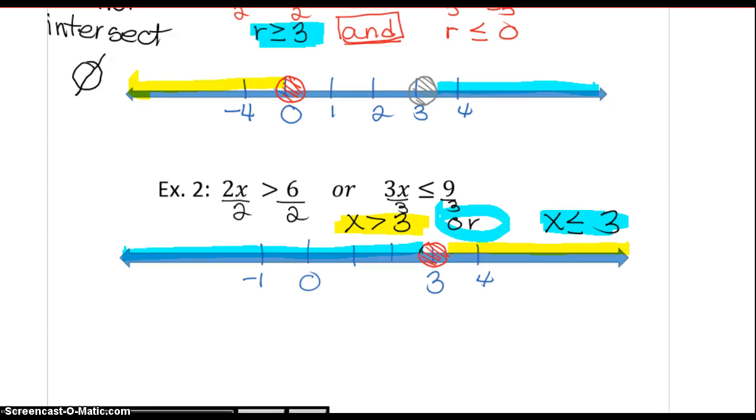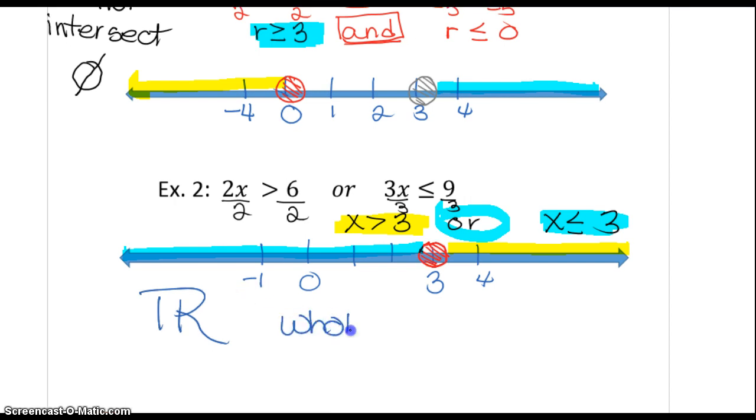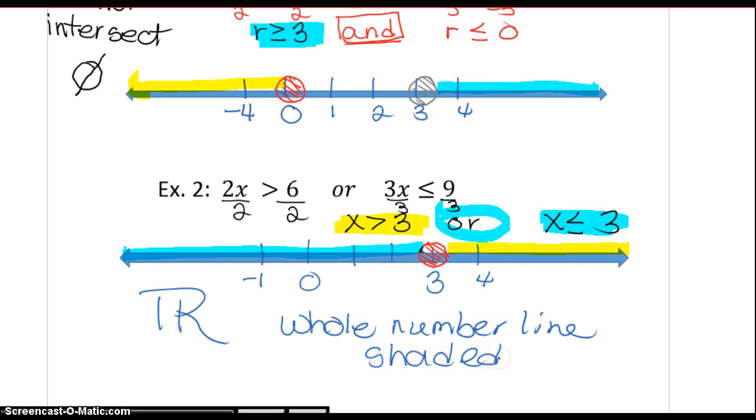If we look at this, we see that everything is shaded in, because it is greater than 3 or less than or equal to 3. So this would be all real numbers because we really have the whole number line. So when we see the whole number line shaded in, it would be an identity. I mean, we wouldn't necessarily have to graph it if we wanted to. We can see greater than 3 or less than or equal to 3. That would make sense that it would be all real numbers.